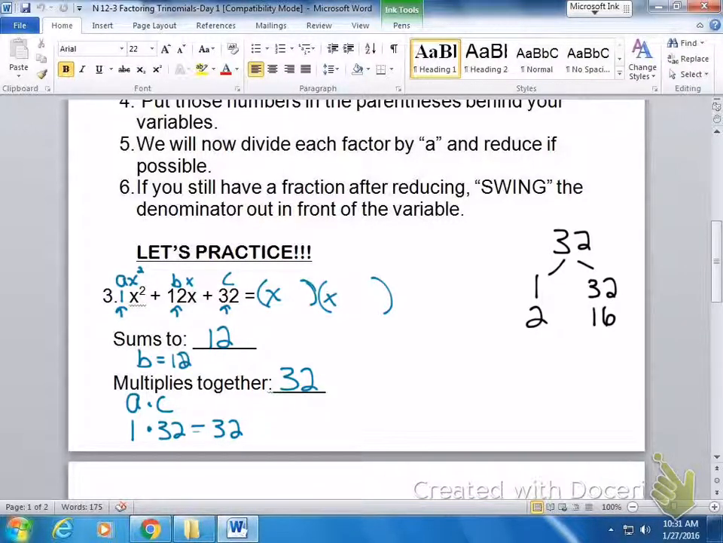I have 3, won't work. I have 4 and 8. If I look there, oh, that works. 4 plus 8 equals 12. So that means my answer is 4 and 8, just like we did yesterday.